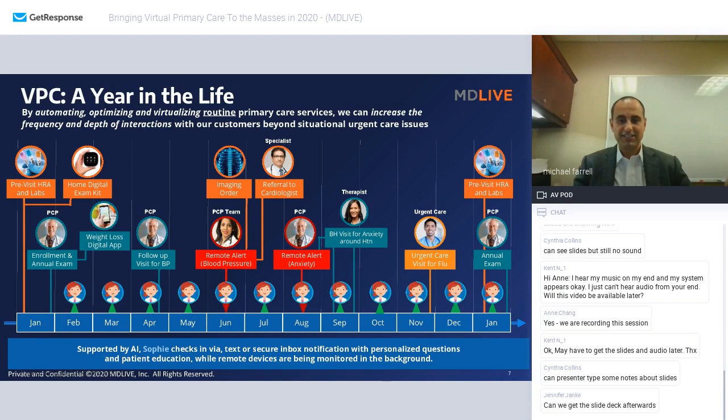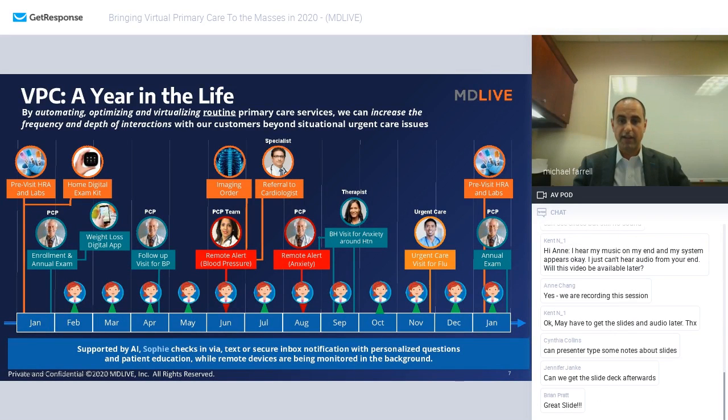So again, that patient is staying within the ecosystem of the virtual primary care component, and they're leveraging a virtual first mindset. If you look at the bottom, you see really all those Sophie reach outs. And that's really the key component of connecting the patient into their healthcare providers using technology and leveraging the interoperability with connecting to various devices.